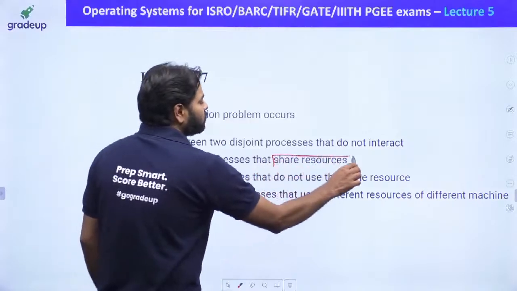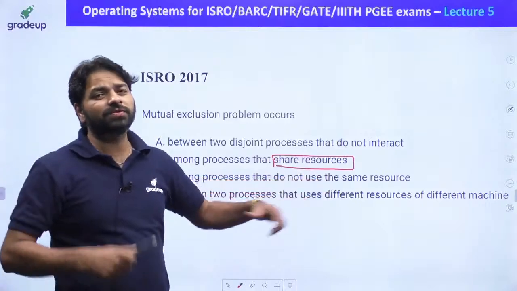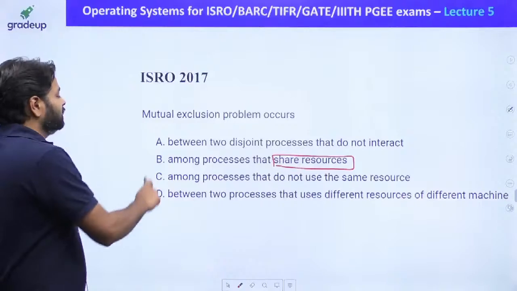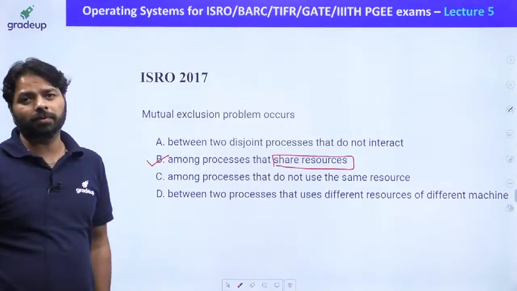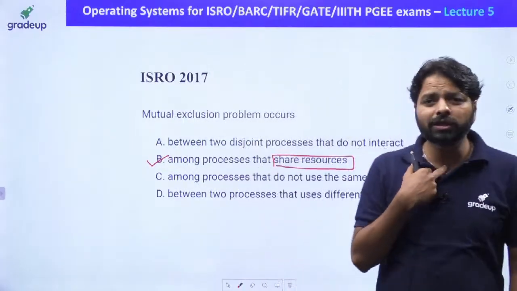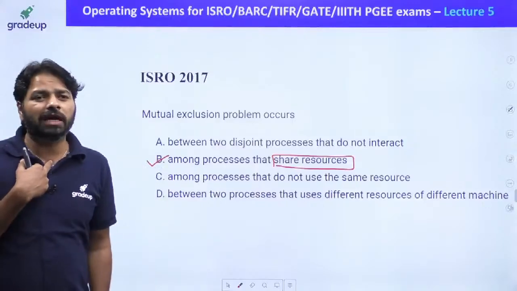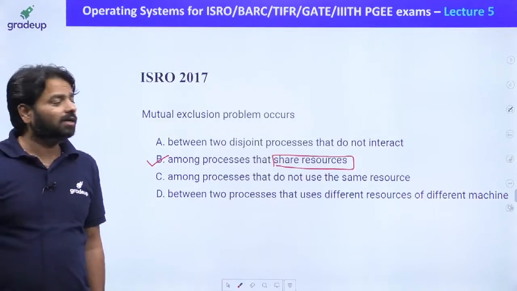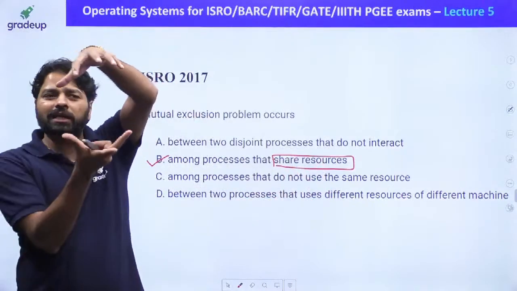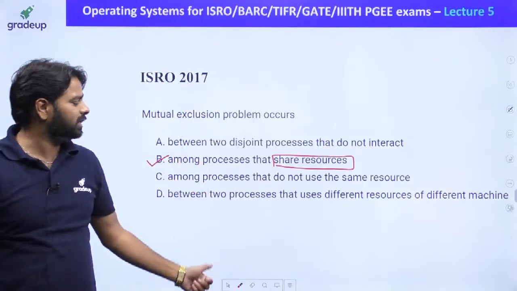When you have a shared resource, when more than one process is sharing the resource with another process, then you will get this mutual exclusion problem. What you need to guarantee is that at a time only one process should enter the critical section. So you can keep the shared resources in the critical section and allow only one process at a time. Yes, you know that concept.